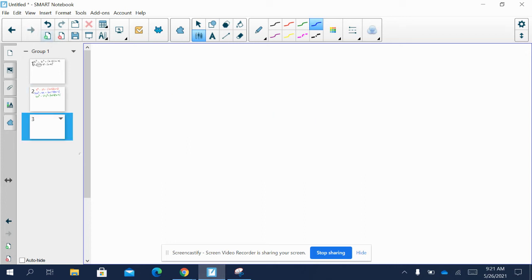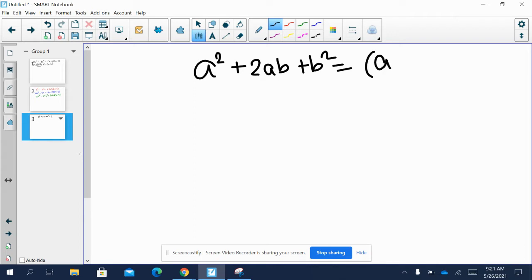Let's look at the other case. Remember, that's when a squared plus twice ab plus b squared can factor to get us a plus b squared.